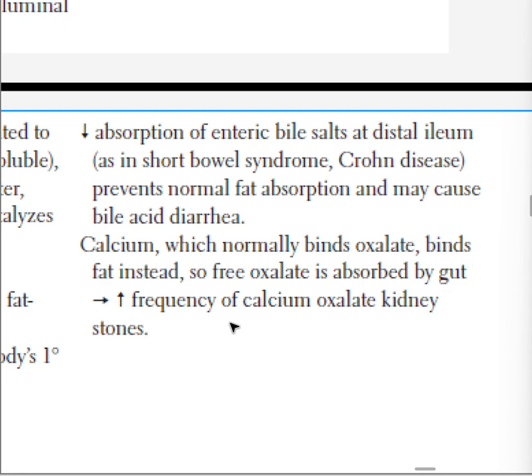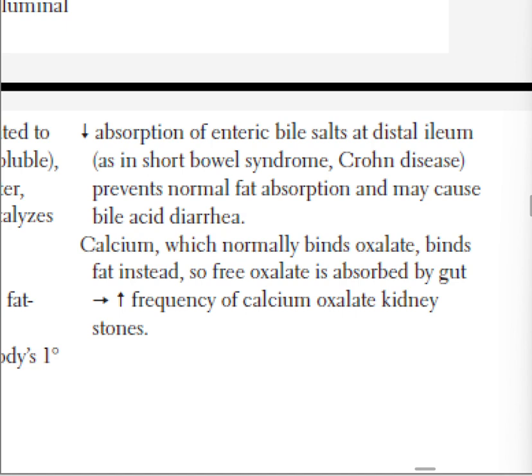And now the oxalate in the blood leads to the oxalate being spilled into the urine because there's too much free oxalate, right? And that leads to increased frequency of calcium oxalate kidney stones. This condition is called enteric hyperoxaluria.